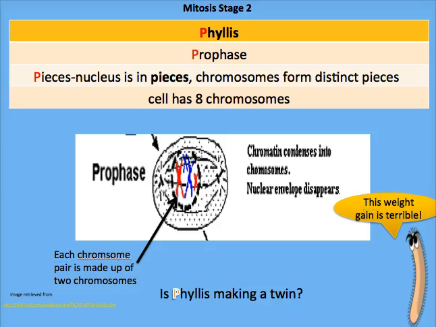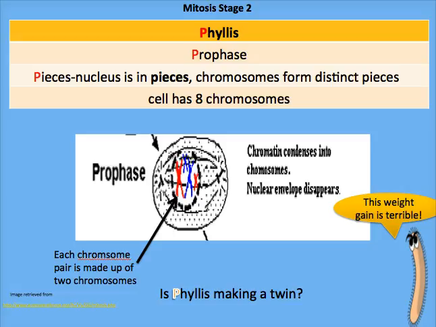Next comes the letter P for Phyllis and prophase. One obvious sign of prophase is that the nuclear membrane breaks into small pieces and disappears, and the DNA condenses into distinct pieces, called chromosomes. P is for Phyllis, prophase, and pieces.